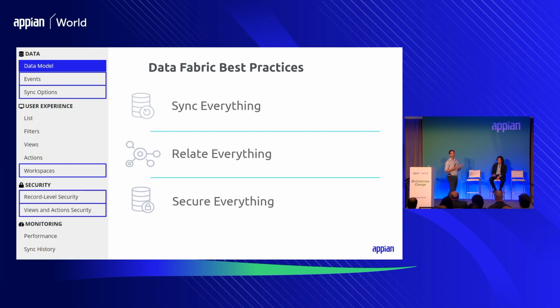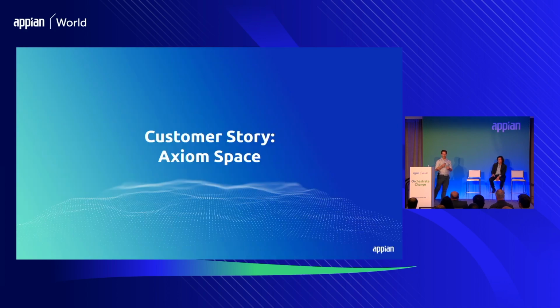And you've got your security last, which is kind of broken into two parts: that row level security, or record level security as it's called here, and then that view and action security, which is also important. I think it's critical that we set up correctly for future features that may come out with Appian. So I'm going to hand it over to Joe now to talk a little bit about the Axiom story.